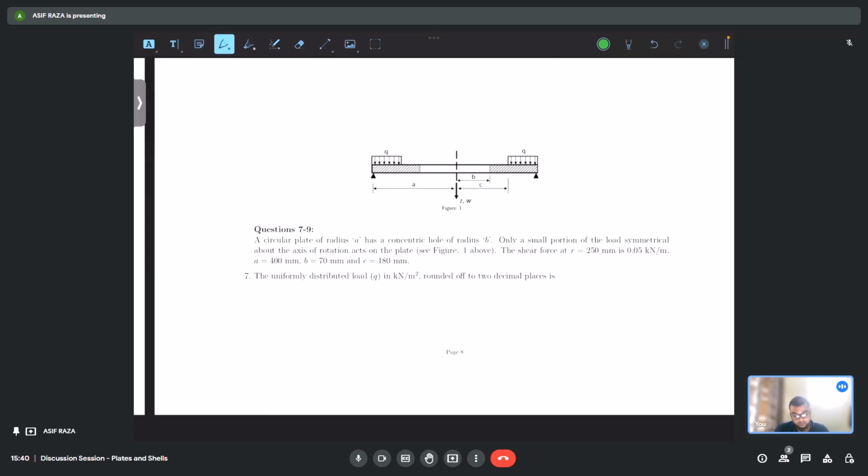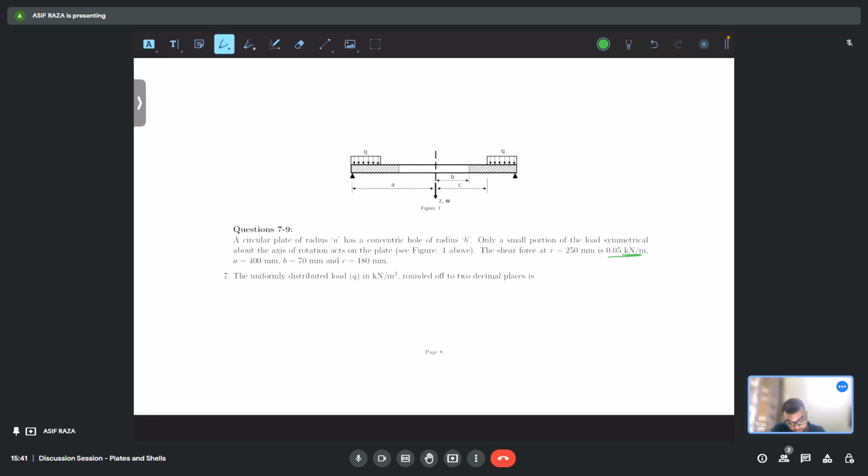So this is a set of questions we are given with this figure. The question says a circular plate of radius A has a concentric hole of radius B. Only a small portion of the load, symmetrical about the axis of rotation, acts on the plate. In this figure, the shear force at R equal to 250 mm is 0.05 kilonewton.